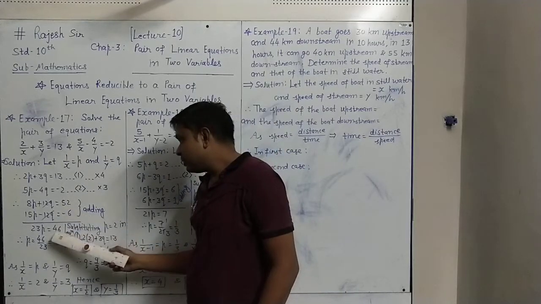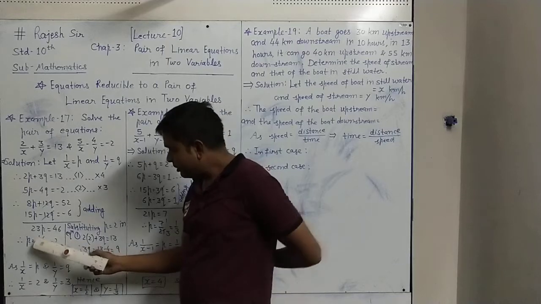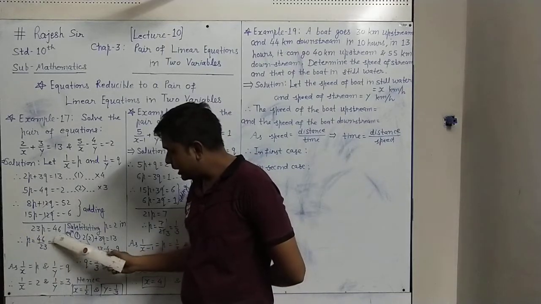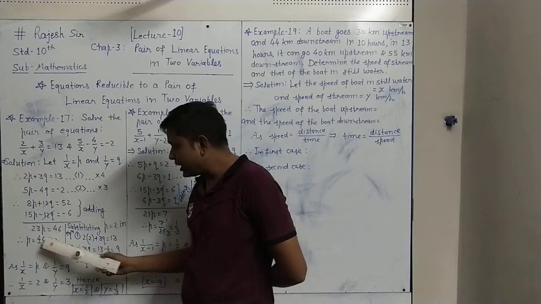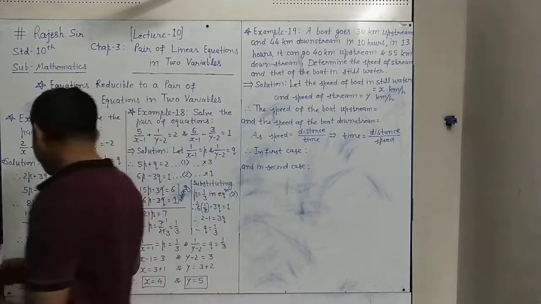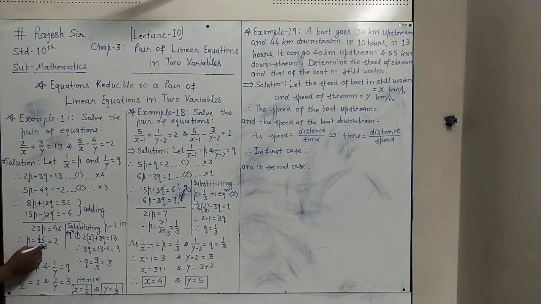52 minus 6 will be 46. Now simplifying, p equals 46 divided by 23. 23 2s are 46, we know. So p equals 2 we have. Now what to do?